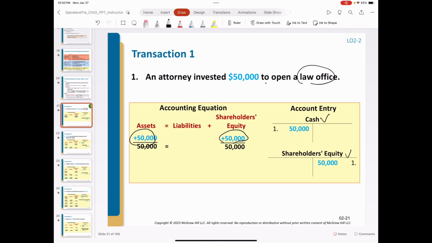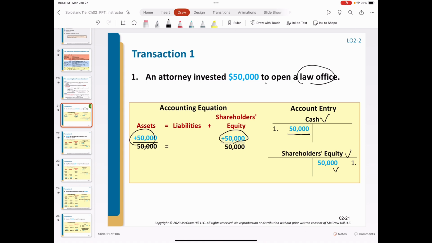From the perspective of the law office, cash increased by $50,000, so we put the number on the left. The owner's claim increases accordingly. Because stockholders' equity is a credit account, we put the number on the right. This is credit.